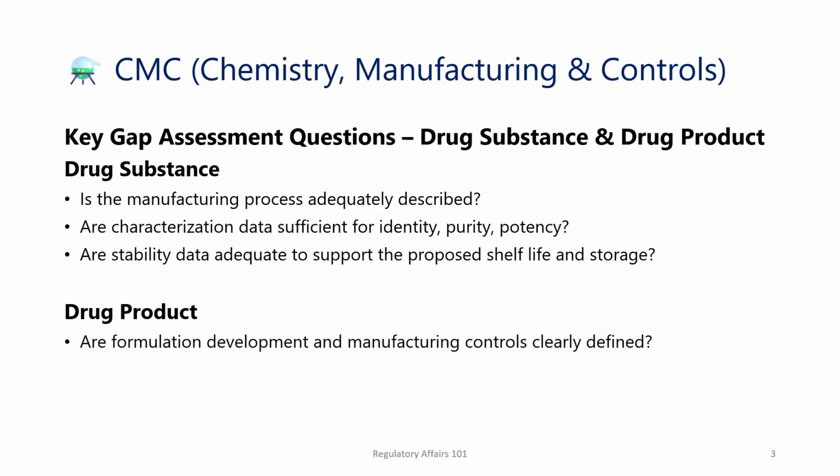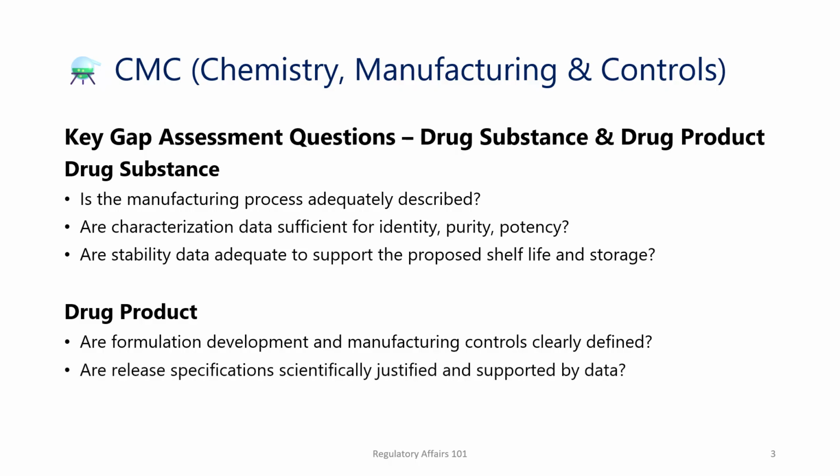For drug product, check that formulation and manufacturing controls are defined, release specifications are scientifically justified, and the container closure systems are adequately described and qualified. These elements ensure the product can be manufactured consistently and safely.